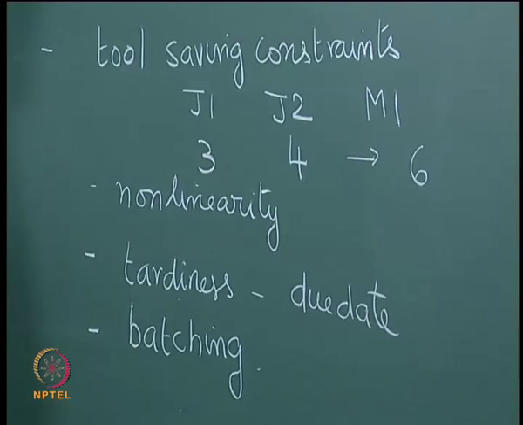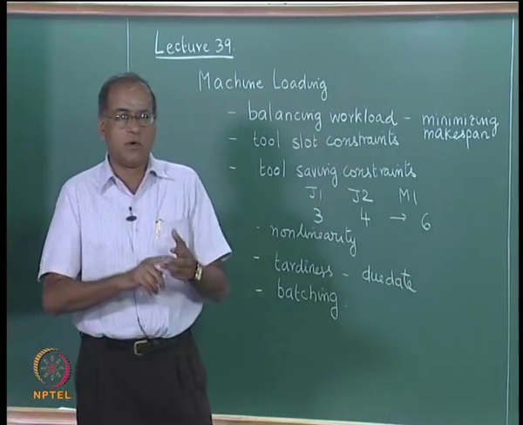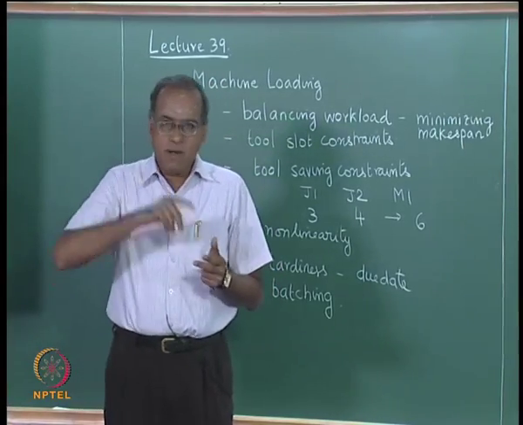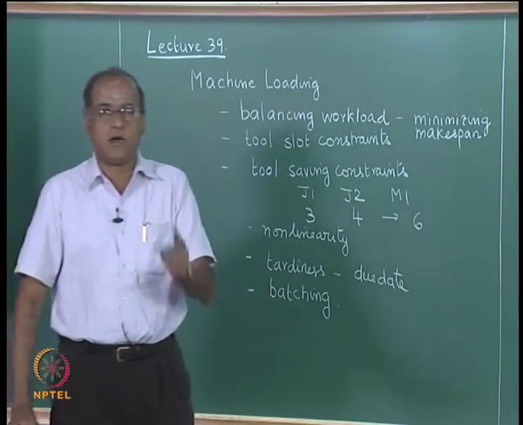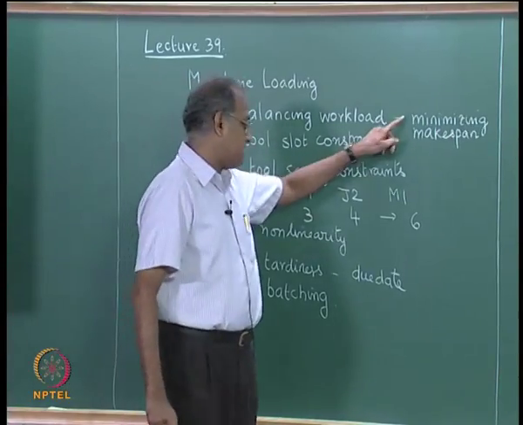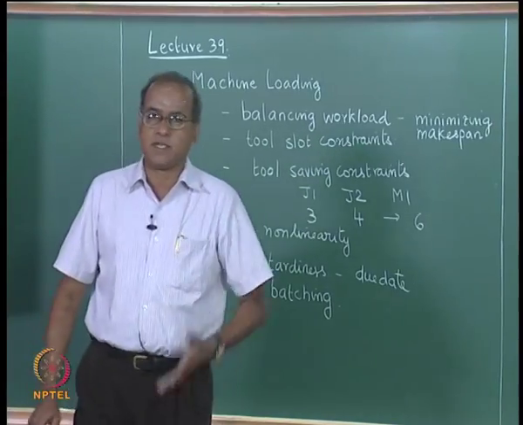So, now the decision problem is, given a set of jobs, which job will go to which machine, which is the loading problem, in which batch of which machine, which is the batching problem, and in what order, which is the sequencing problem. So, the makespan as well as the tardiness will depend on all three aspects to it.